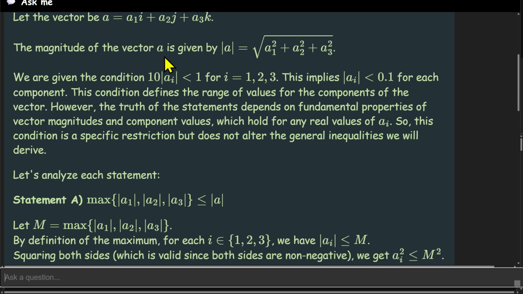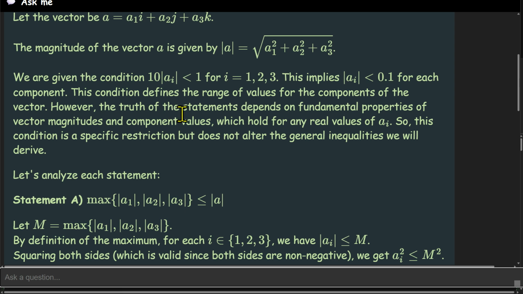The magnitude of vector a is given by mod a, that is root of a1 square plus a2 square plus a3 square. We are given the condition 10 mod ai less than 1 for i equal to 1 to 3. This means mod ai is less than 0.1, क्योंकि डिवाइड बाय 10 करेंगे इसको तो 0.1. For each component, this condition defines the range of the values for each component of the vector.